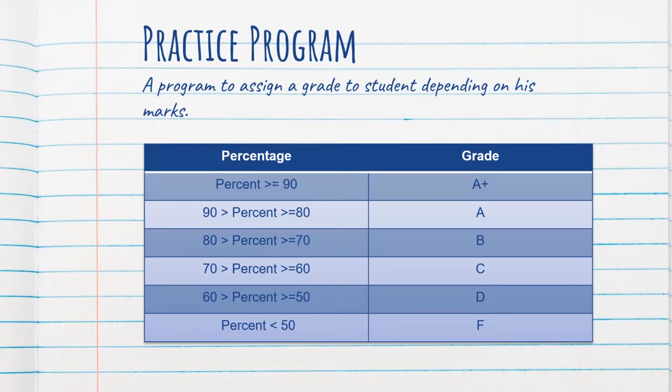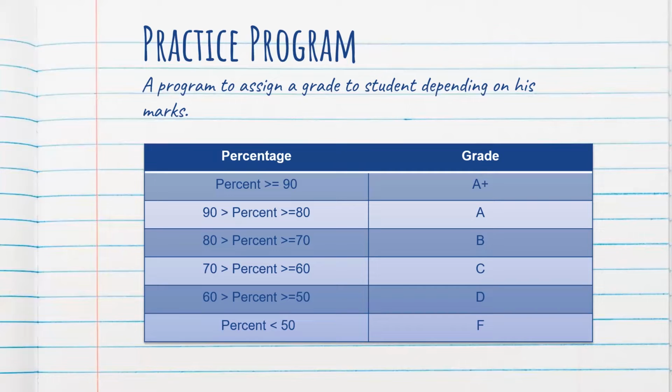Similarly, between 70 and 80, the grade is going to be B. Between 60 and 70, the grade is going to be C. Between 50 and 60, the grade is going to be D. And if the percentage is less than 50, then the student will be assigned with the grade F.